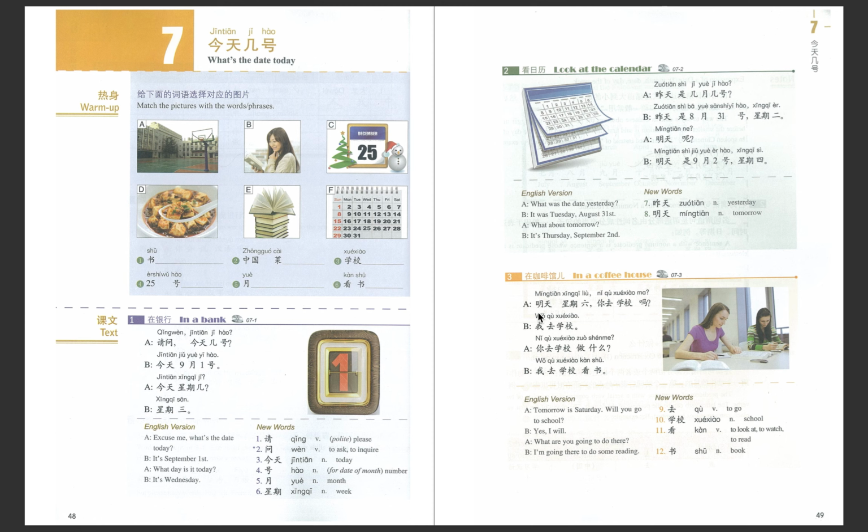In a coffee house. 明天星期六，你去学校吗？明天 tomorrow, 星期六, the sixth day of a week, is Saturday. 你去学校吗？你 you, 去 to go, 学校 school. 吗 asks a question, so the entire sentence is: tomorrow is Saturday, are you going to school?